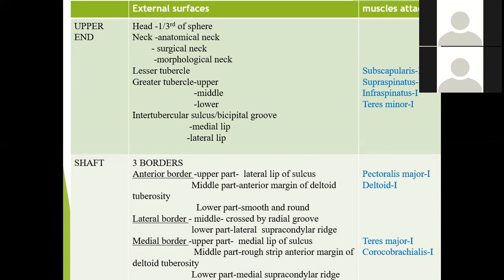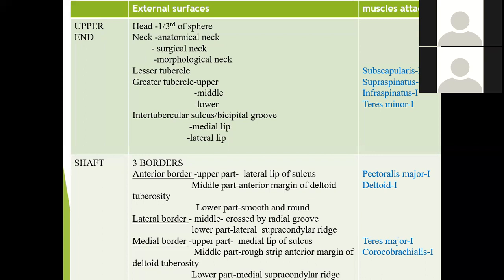So now we are coming to the borders of the humerus. First one is the anterior border. The anterior border is a continuation from the lateral lip of the sulcus. So the lateral lip of the intertubercular sulcus will continue below as the anterior border. This anterior border in the middle is crossed by the deltoid tuberosity, and in the lower part, the anterior border is smoother and rounder. So we are dividing the anterior border into three parts: upper part, middle part, and lower part. In the upper part, you can see the lateral lip of the sulcus. The middle part is crossed by the anterior margin of deltoid, and in the lower part you can see the rounded part.